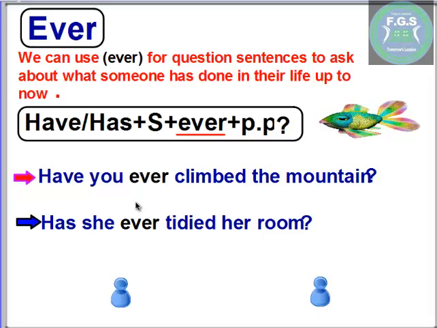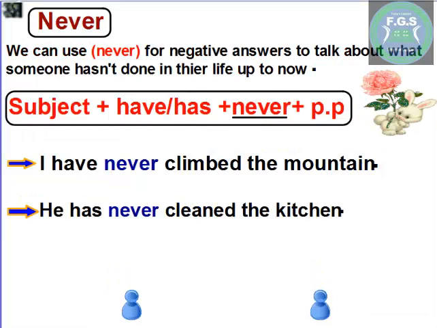So here we use ever only in the question in the present perfect tense, okay? Have or has plus the subject and then ever followed by past participle. We use ever for a question to ask about what someone has done in their life up to now. Okay? The next keyword, never.